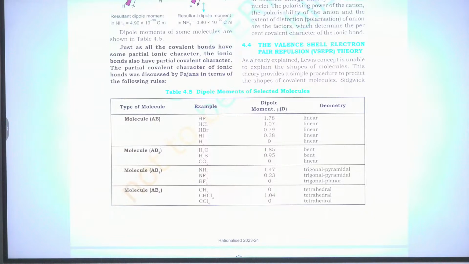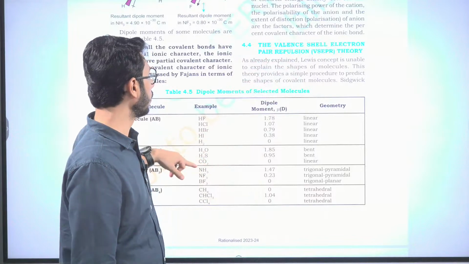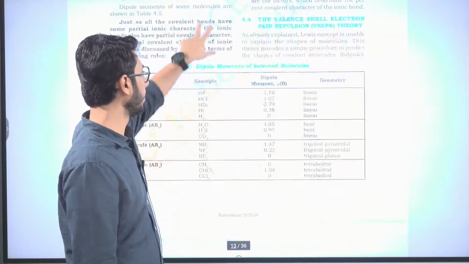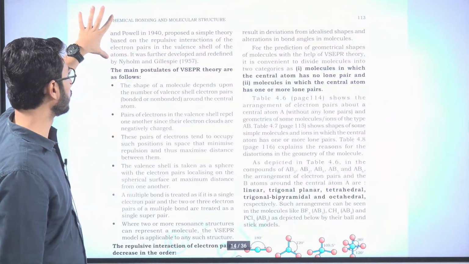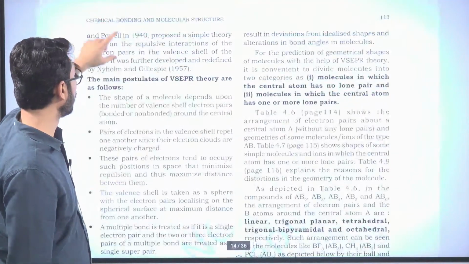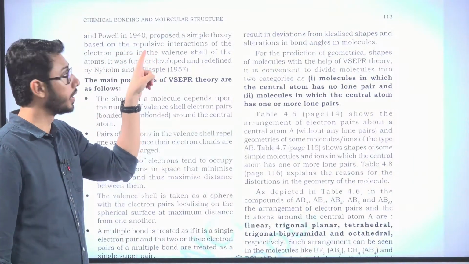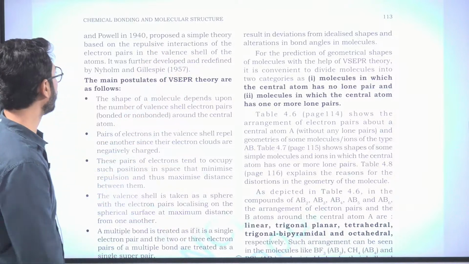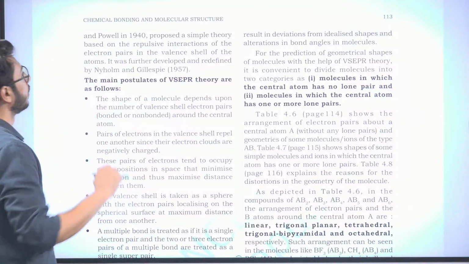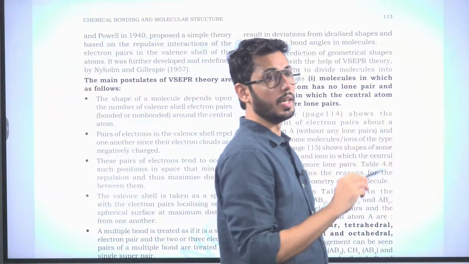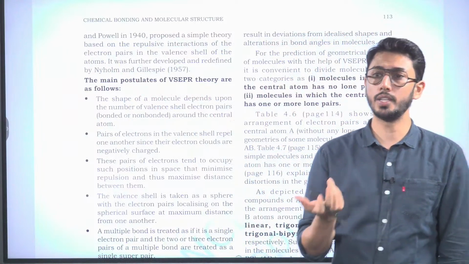पहुंच गए. Now see the theory is given. Lewis concept unable to explain shape of the molecules. Then scientists, names given Sidgwick and Powell, they decided this. Chalo. After that you underline. Proposed a simple theory. What is the simple theory proposed? That the repulsive interactions of the electron pairs in the valence shell of the atoms. Based on which factor? Based on the repulsive interaction of the electron pairs in valence shell.